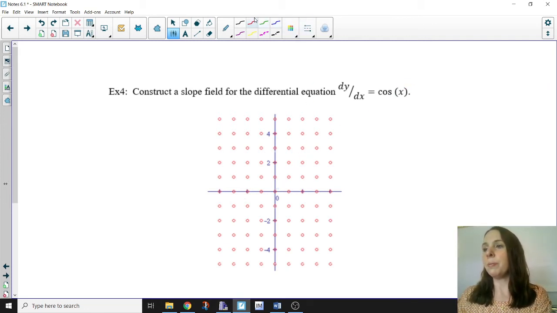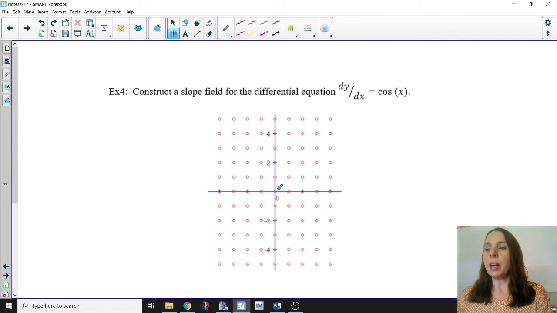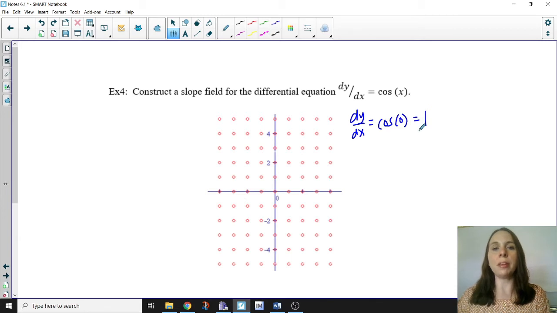At this ordered pair, let's use blue. At this ordered pair of 0, 0, the most important thing is the x coordinate here, because I need to sub something in for x. And so if I know that the x coordinate is 0, I can sub that in here. And what I get out of that, cosine of 0, is 1. What I do with that value is I draw a little tangent line at that point that looks like it could arguably have a slope of 1. So I'm going to go to 0, 0, and I'm going to say, like that. There's a little tangent line that looks like it has a slope of 1.